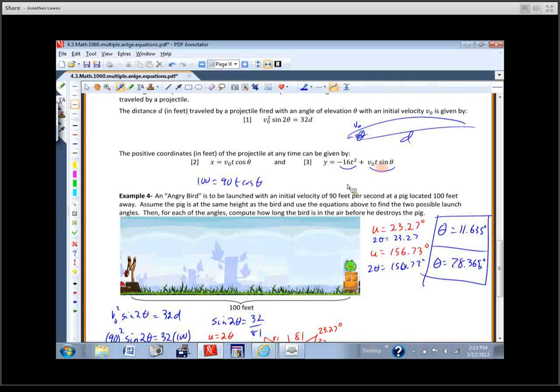Could we do this one? You could. It's a little more pain in the butt. What would I have to plug in for y? You'd have to plug in 0 because that's when they're at the same height. Our reference point would be 0. So this would be negative 16t squared plus 90t times the sine of theta. Again, we'd plug each theta in there and solve that. By far, this one's easier, so let's use that one.